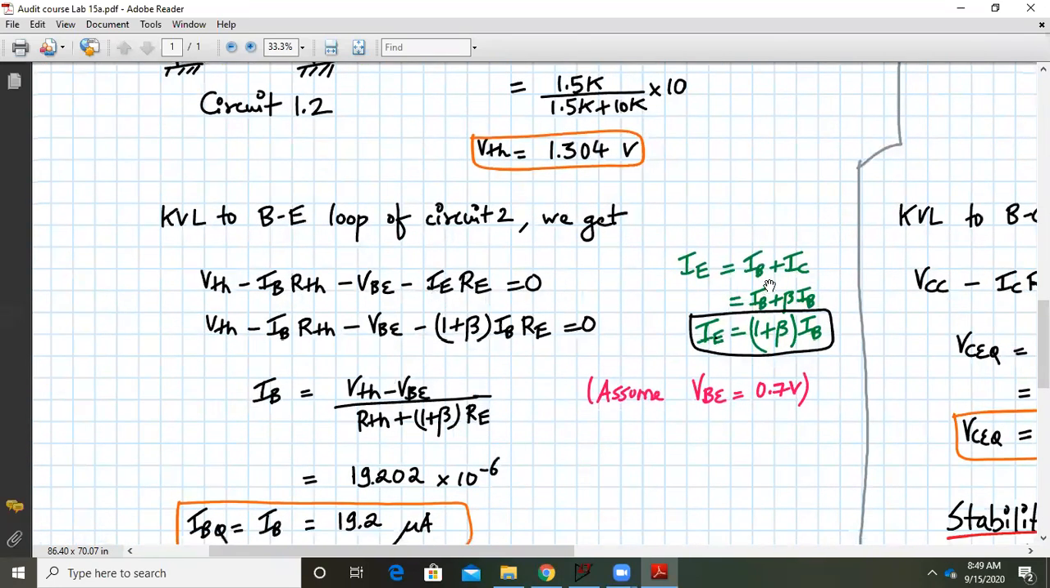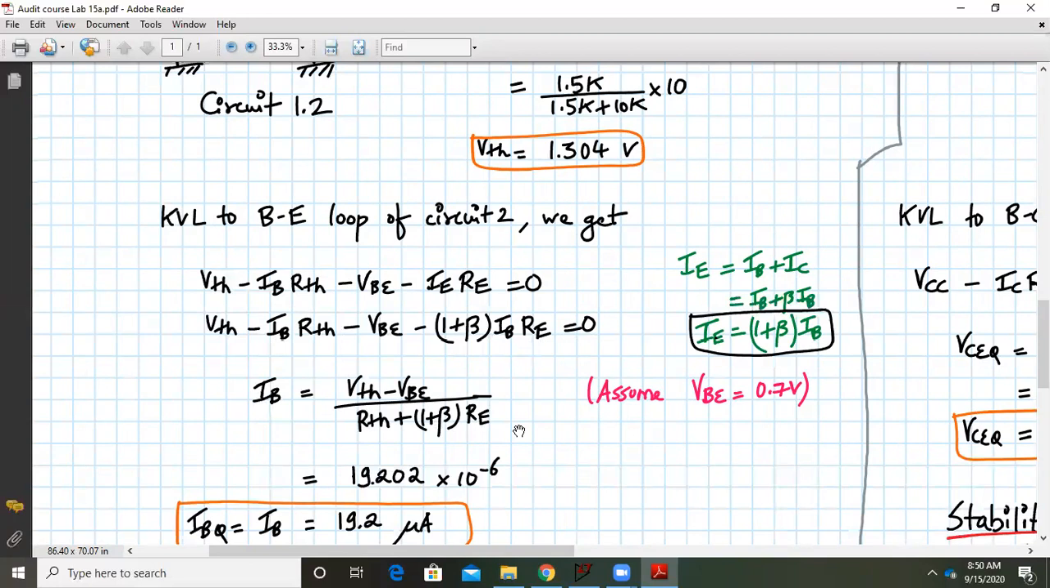Now we know that in a BJT, the emitter current is given by IB plus IC, and IC is given by beta times IB. So we can write IE is equal to 1 plus beta times IB. That's what we have written over here. Now we collect all the terms of IB together. So we will get IB is equal to VTH minus VBE upon RTH plus 1 plus beta times RE.